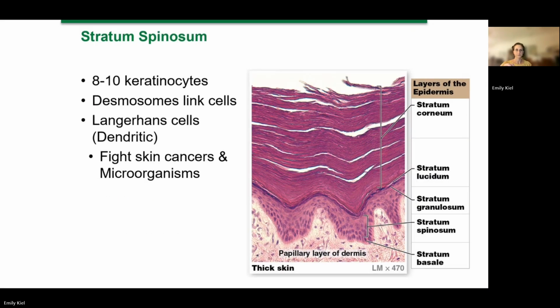of the skin. So the stratum spinosum has about 8 to 10 layers of your keratinocytes, and these cells are linked by desmosomes. This is where our Langerhans cells or dendritic cells are found, and this is a special type of cell that lives in this area and helps fight skin cancer and microorganisms, so trying to protect us in this area. So here is our stratum spinosum, right below the stratum granulosum.